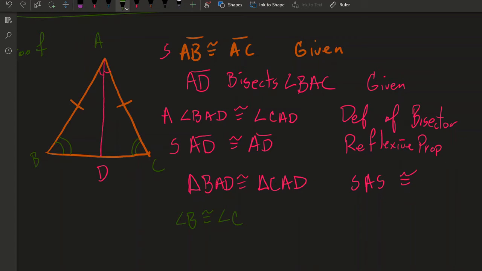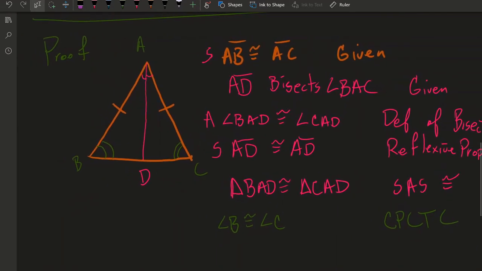And this is a reason that we use regularly in triangle proofs, so we can abbreviate it. Corresponding parts of congruent triangles are congruent. CPCTC. So that's the proof right there. If two sides of a triangle are congruent, then the base angles are congruent.